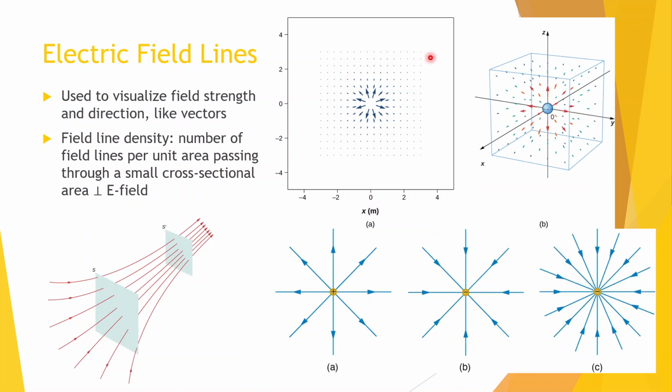So this is 2 dimensions. If we go over to 3 dimensions here, same idea. We have the larger arrows, or larger vectors, towards the center here where the charge is, versus as we go out, they get smaller. So the electric field is weaker on the outside, okay?